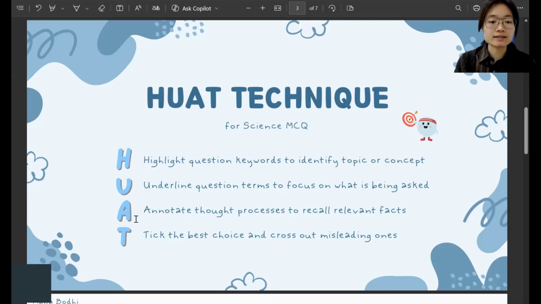Then the A is annotate thought processes, so what you think and what you can recall about the relevant facts to the question. And then T finally is tick and cross, meaning you tick the best choice and then you cross out the misleading ones. This is especially important because sometimes your question asks you which one is the incorrect answer, so many students will be tricked because they thought they're asking for the correct answer.